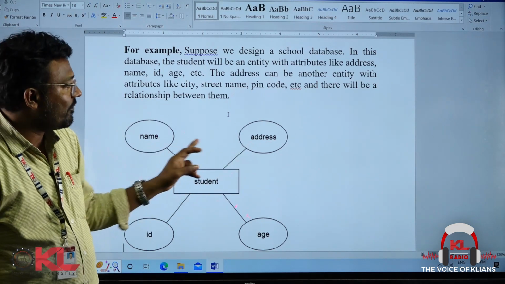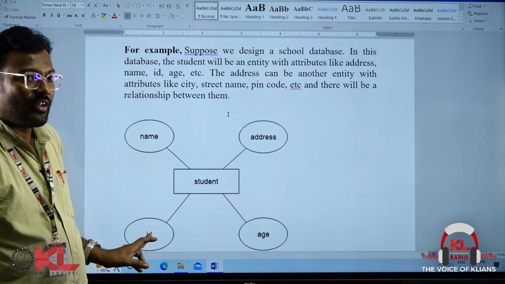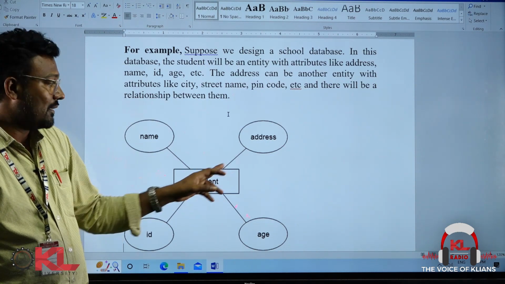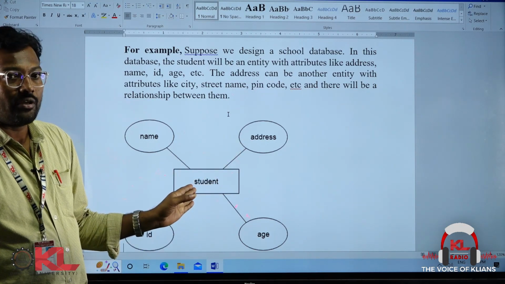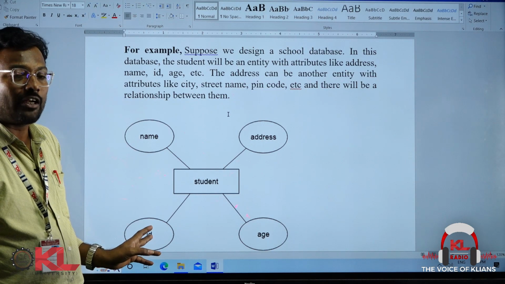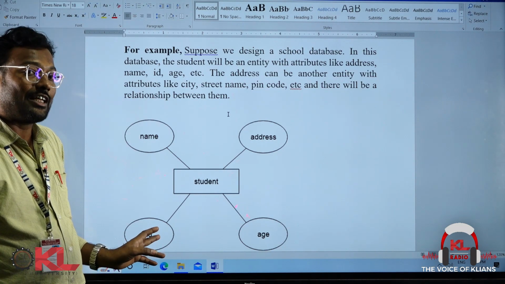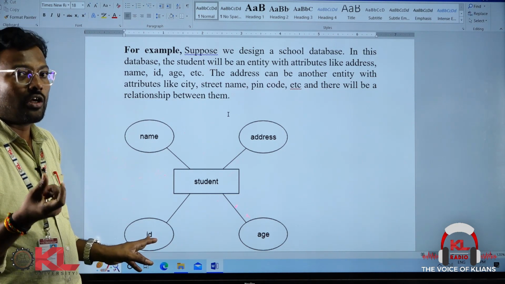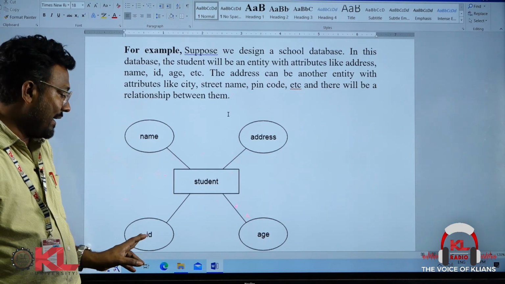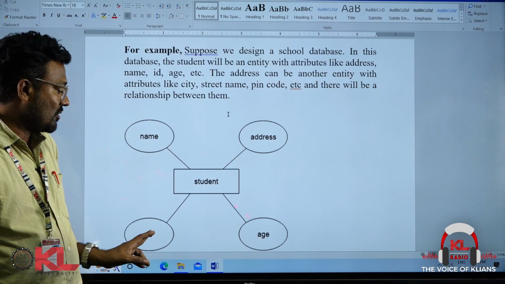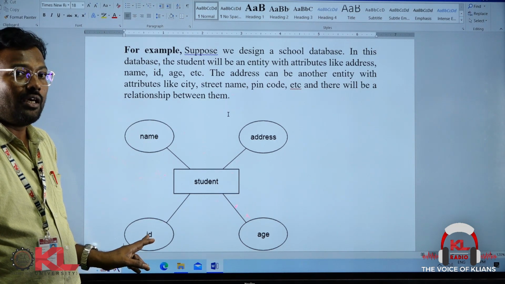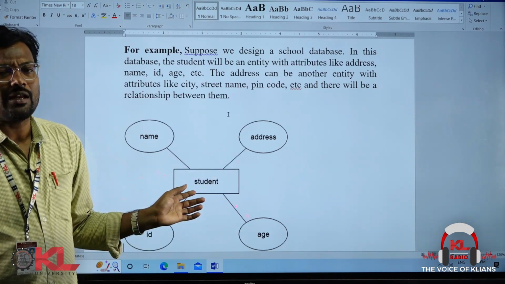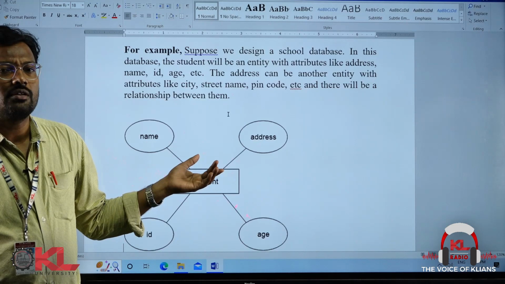Student has name, address, age, ID. And one more thing here: in this entity, the attributes have a link to it, in which one of the attributes is a key attribute, which you can consider as the primary key. Generally any student we identify by their roll number or register number, so ID. You have to underline ID in this case. Then only it can be considered as a key attribute or primary key. Next, the remaining are normal attributes only; they are not useful for identifying the student.